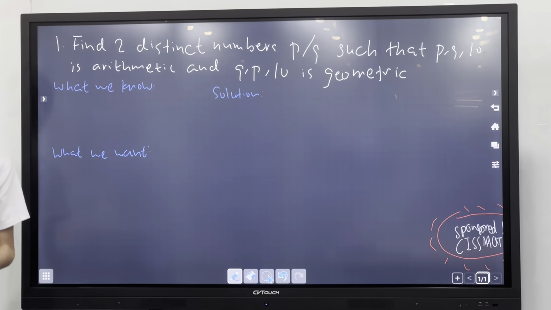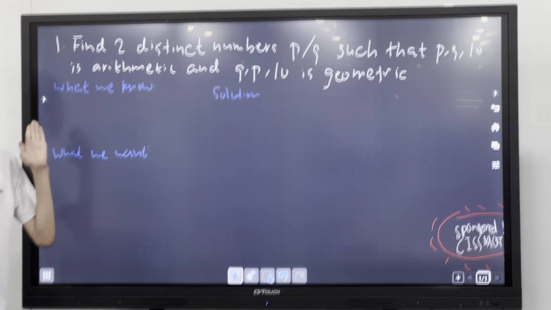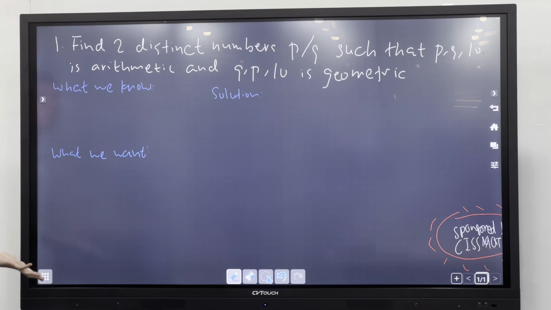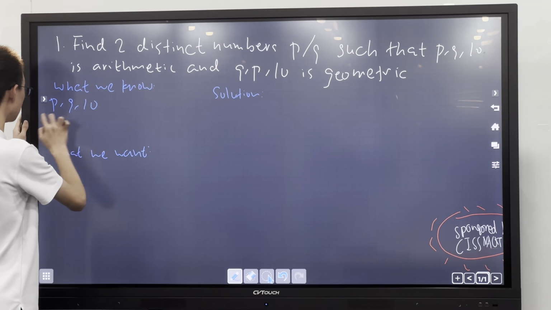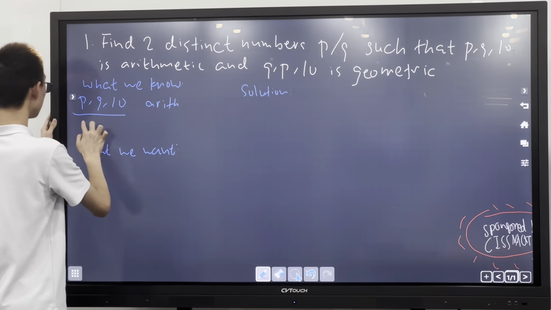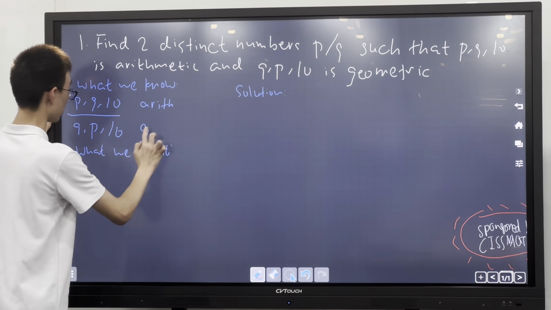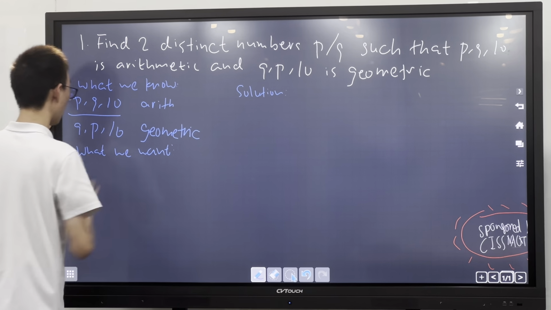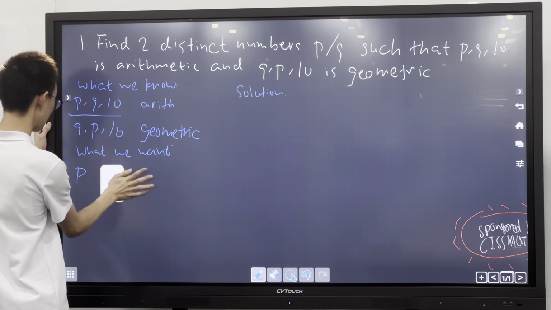So first of all, before we do any math problem, we should list out what we know and what we want, before thinking about the solutions. So in here, what do we know? Well, we know that p, q, 10 is an arithmetic sequence. And we know that q, p, 10 is geometric. So what do we want? We want to find p as well as q.